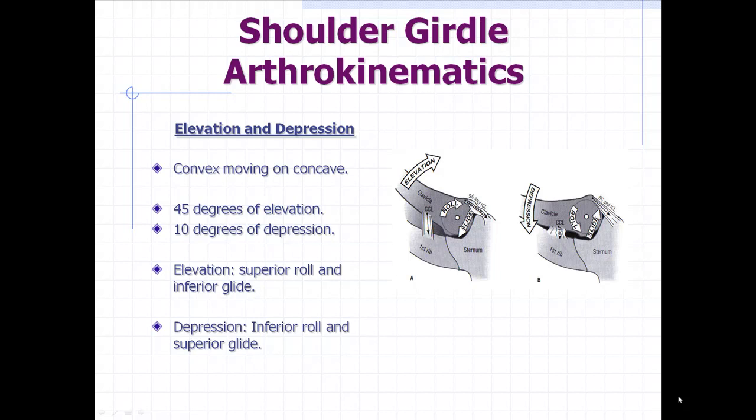As the clavicle elevates, so as we shrug our shoulders, for example, we see a superior roll of the clavicle with an inferior glide. So if a patient came in complaining of a loss of elevation as a result of stiffness or pain arising from the sternoclavicular joint, the clinician would assess the physiological movement of elevation. They would get the subject to shrug their shoulders, and they would then go on to assess the ability for the medial end of the clavicle to glide inferiorly. So they would apply pressure, they would push down on the medial end of the clavicle itself. The opposite occurs during the movement of depression.